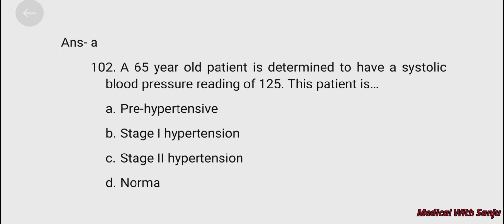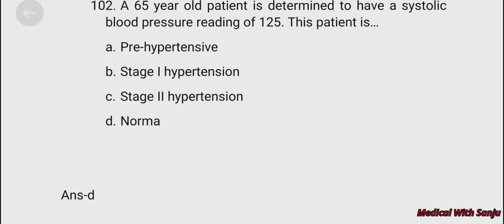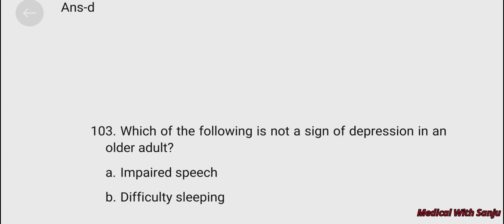Question 102. A 65-year-old patient is determined to have a systolic blood pressure reading of 125. This patient is option A, pre-hypertension. Option B, stage 1 hypertension. Option C, stage 2 hypertension. And option D, normal. यो normal हो. Option D is the right answer. Old age मा 130 सम्म normal लिन्छ blood pressure.